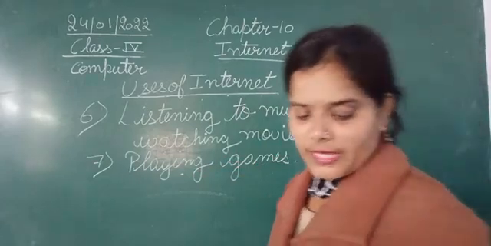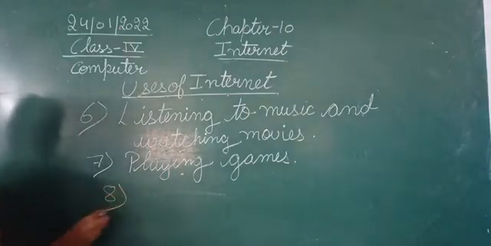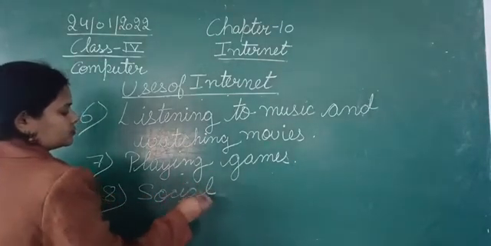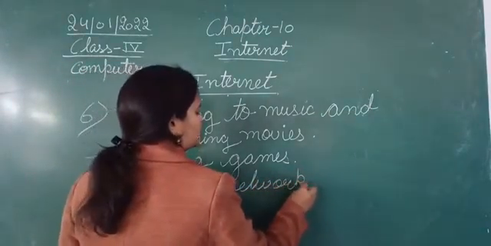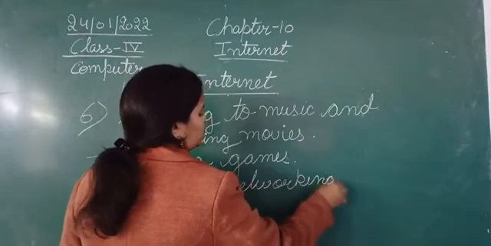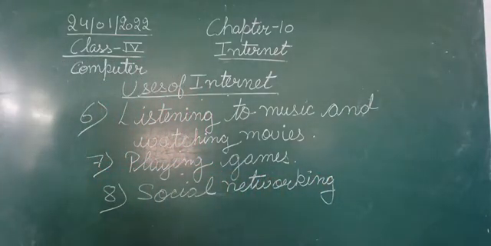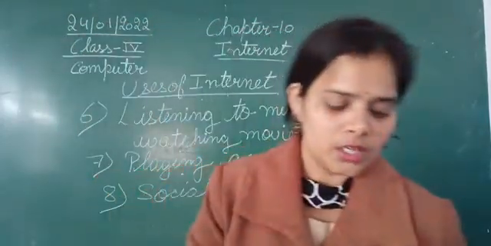Okay, next is social networking. The eighth use of internet is social networking. We can use internet for social networking as well. Social networking means we can connect with the people that are living in far different countries through the internet. So it is given over here.